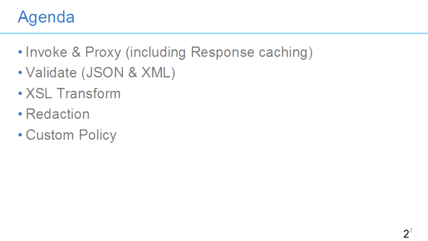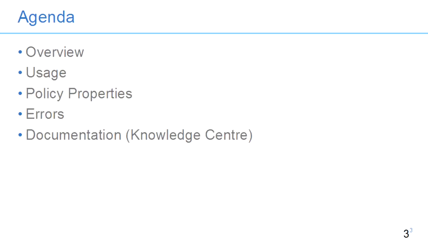So yeah, my name's Steve Groger. I'm going to cover 4 or 5 of the policies we have within API Connect for the DataPower Gateway. I'm just going to go quickly for each policy, give a quick overview, usage, discuss some of the policy properties, any errors, and give you a link to the documentation in the Knowledge Center for each of those.